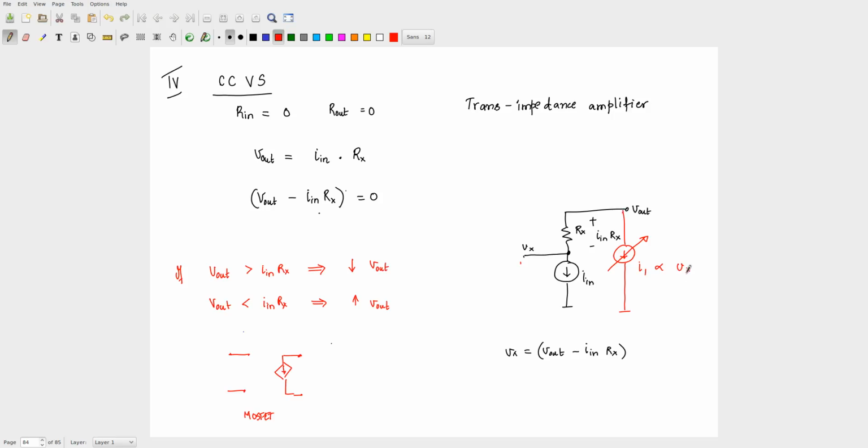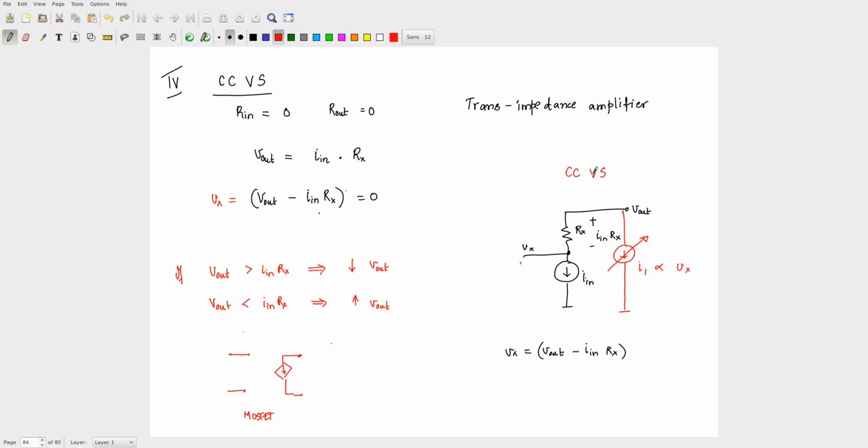Now because I1 is proportional to Vx, right? This is your Vx. Vx is V out minus I in Rx. So if V out is greater than I in Rx, Vx is greater than 0. So basically you will pull current out of the node V out. So you will decrease V out. Okay, so this essentially becomes your current controlled voltage source. This is what we will now convert into a transistor.